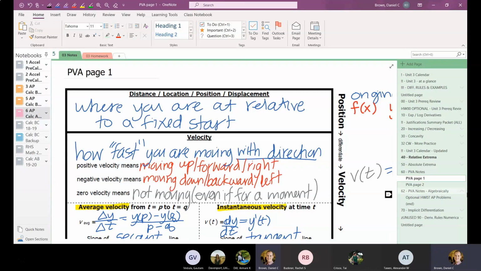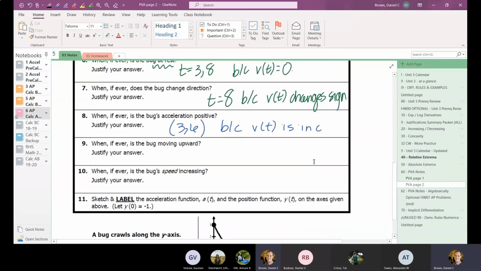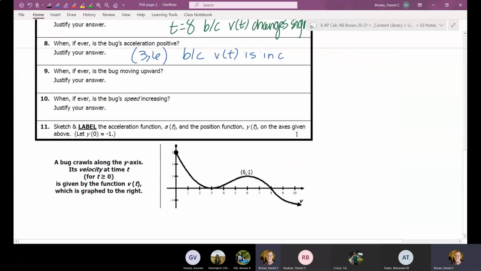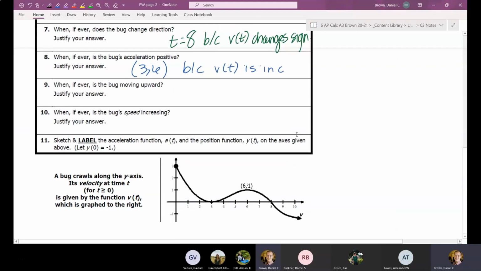So what I wanted to finish with, we had gotten mostly through that second page. To remind us what we're talking about, we have this bug and we're looking at the velocity graph. We want to be able to answer questions about what this bug is doing using the velocity graph. So the question that we ended up on was question 9. And it said, when, if ever, is the bug moving upward?